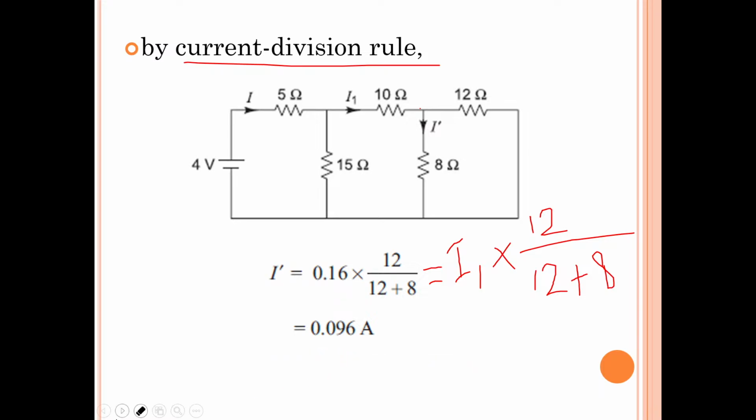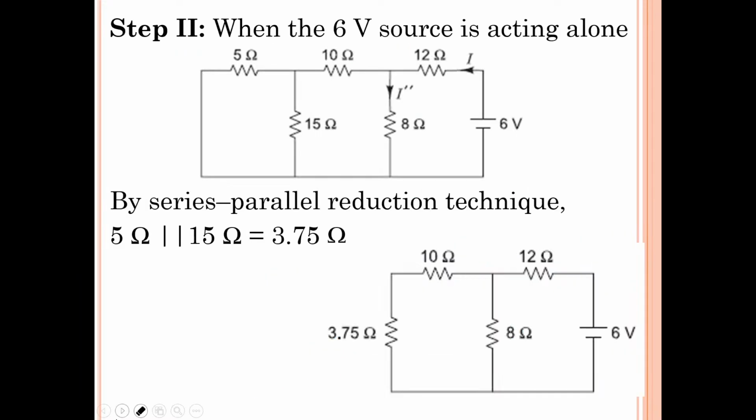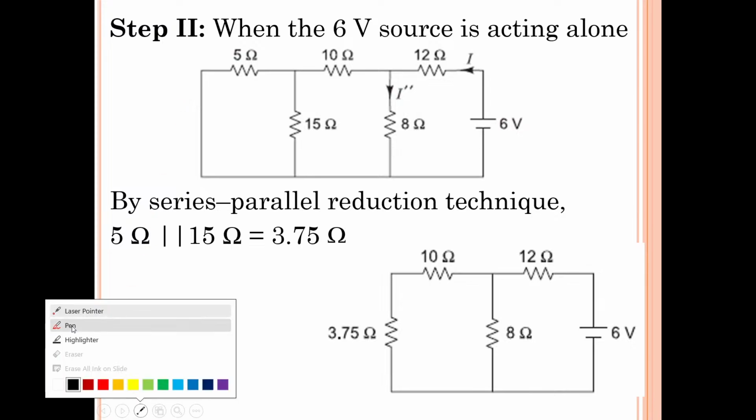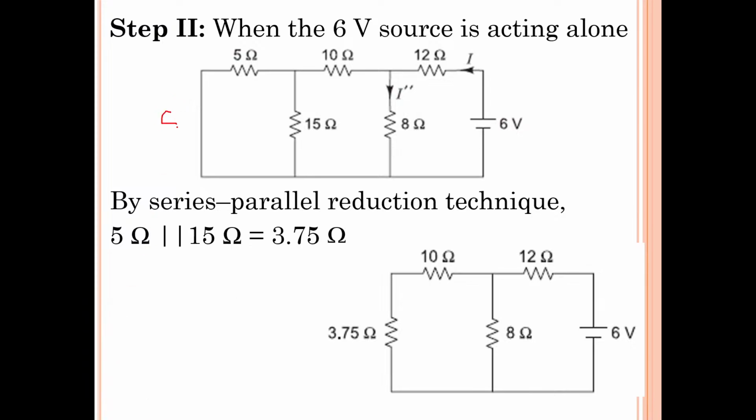I'm just changing the slide. Now let us go to step 2, when only the 6 volt source is acting alone in the circuit. What has happened to the 4 volts? It is short circuited. This 4 volts voltage source is short circuited. Only the 6 volts voltage source is there in the circuit.